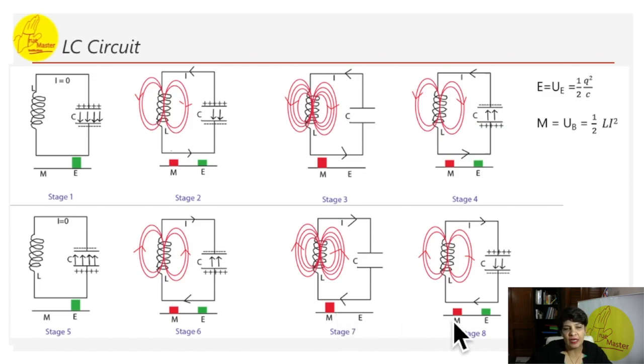In stage 8, the magnetic flux linked with the inductor now decreases, inducing current in the same direction, by Lenz's law, as the earlier current. How was the earlier current? This was the direction of the current. In the same direction, current is being sent.